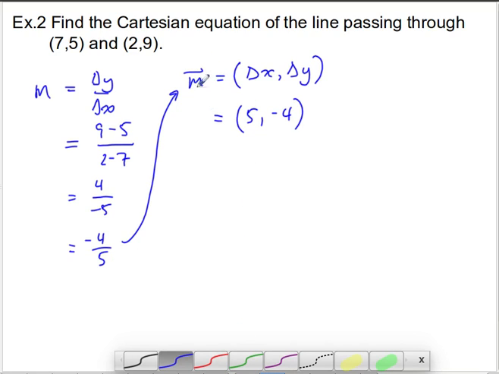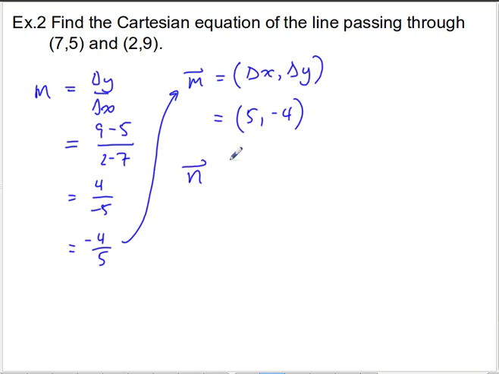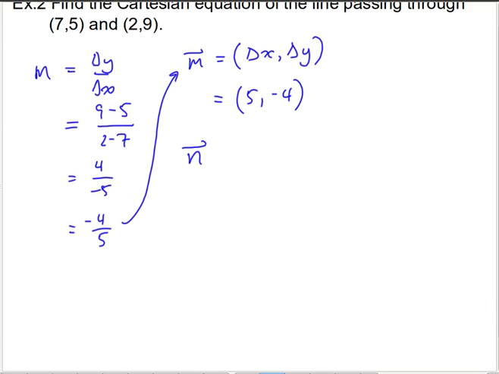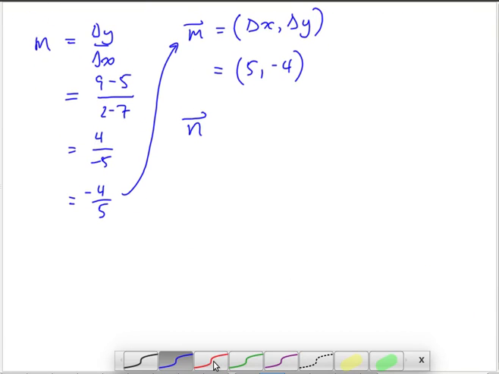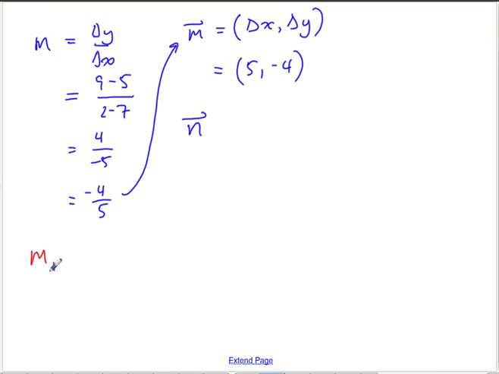Now that I know my direction vector, I can also find my normal vector. Actually, I could have gone straight to my normal vector. Let me show you that. Because if this is my slope, then what is the slope of the perpendicular line to this? The perpendicular is going to be 5 over 4.